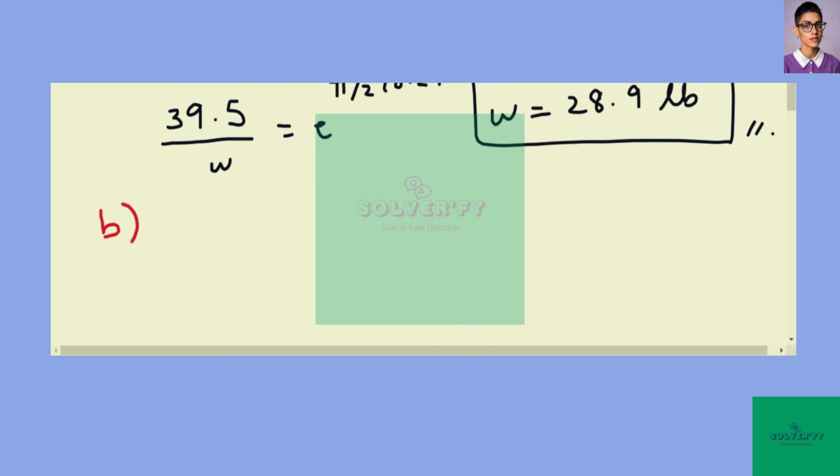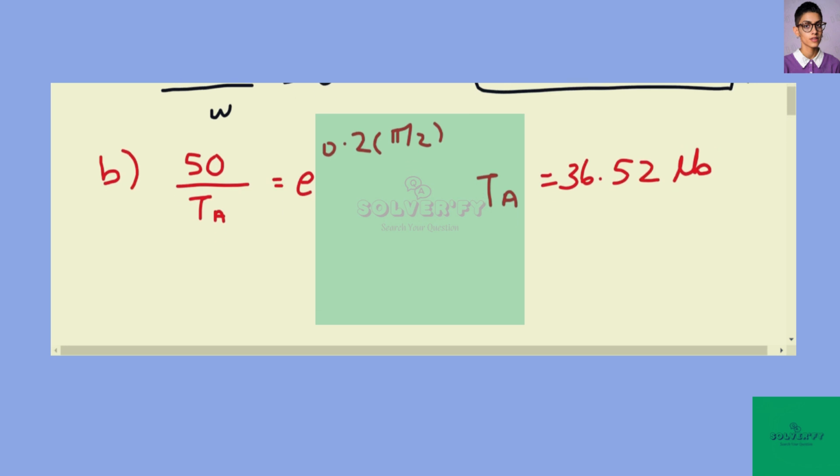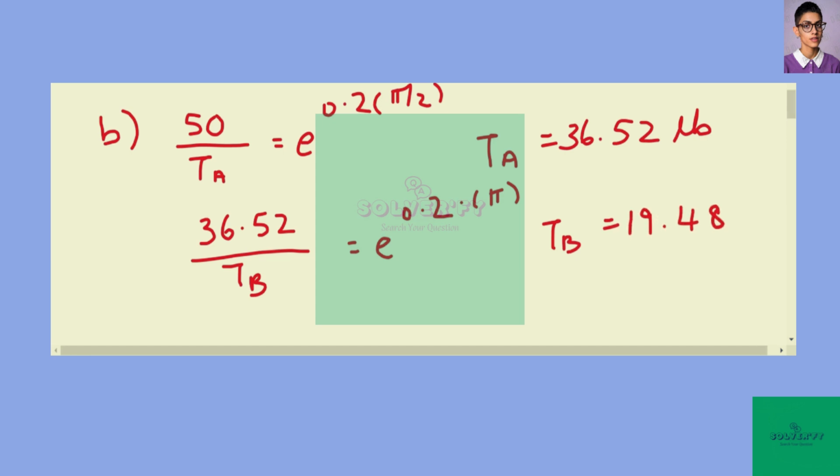So for part B, we take 50, which is our higher weight, over TA to be e to the kinetic coefficient of friction times pi over 2, and we get TA to be 36.52 pounds. For pipe B, we have TA being the higher weight divided by TB to be equal to e to the kinetic coefficient of friction times pi. So TB is 19.48 pounds.